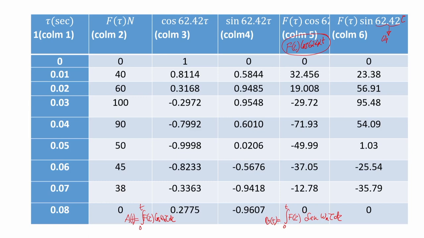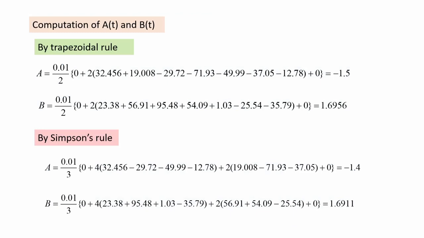Similarly, f tau sin 62.42 tau, we are getting 0, 23.38, 56.91, 95.48, 54.09, 1.03, minus 25.54, minus 35.79, and 0. So now we carry out the numerical integration by any of the known procedures. We know the trapezoidal rule and Simpson's rule that I have discussed, and AT and BT are found by both the rules. You can see the trapezoidal rule gives A equal to minus 1.5.